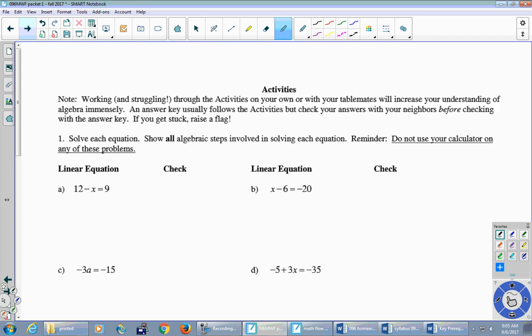I'll say that again. I much prefer you check with your neighbors before you jump to the answer key. So the answer key is like second line of defense, but it's going to be much better in terms of your understanding of algebra to talk about differences in answers with each other than to just jump to my key, okay? If everybody at your table is stuck, you raise one of those little flags and I will come running over, all right?